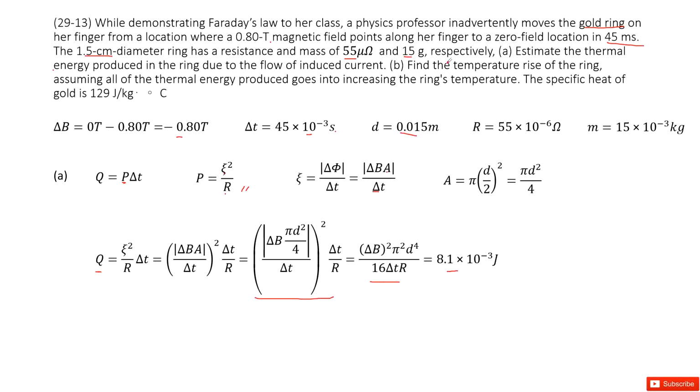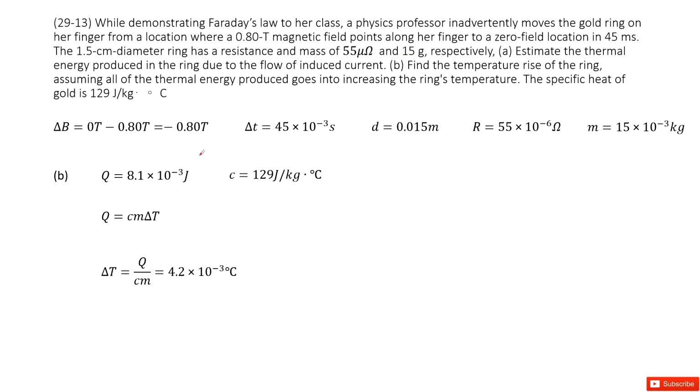The next one, find the temperature rise of the ring. That means we need to find how the temperature changes. And the quantity given is the specific heat of gold, right? That is easy. As we talked about, the thermal energy Q is equal to C m delta T. So C is given, mass is given there. So very easily you can write down the function for delta T. This is the temperature change. Input all the given quantities, get the answer there.